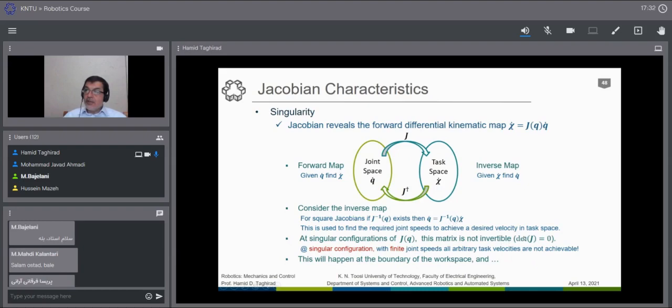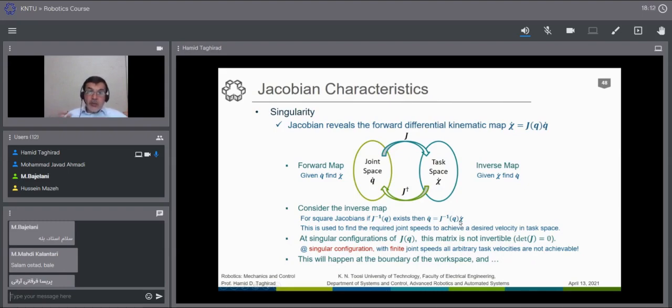If the determinant is 0, the Jacobian inverse becomes infinity, very, very large. It doesn't have any real value. This means that if we have a very large number here, very little q dot will result in very large x dot. With finite joint speed, arbitrary task velocities are not achievable. We cannot have that velocity.